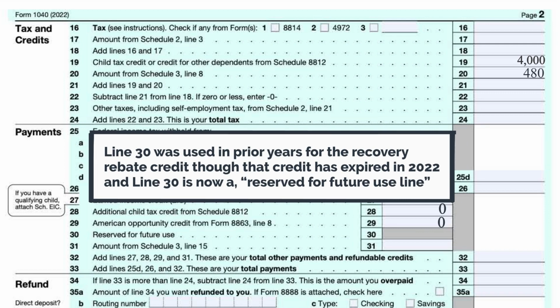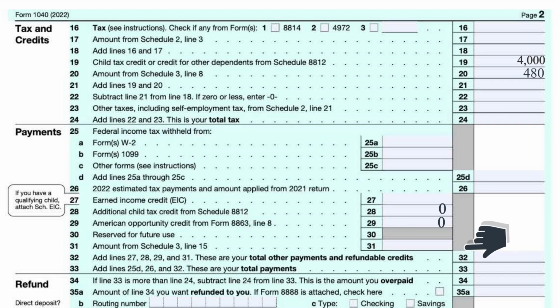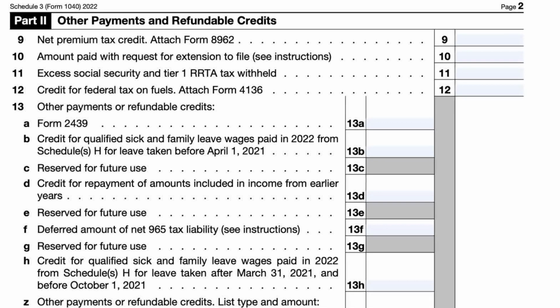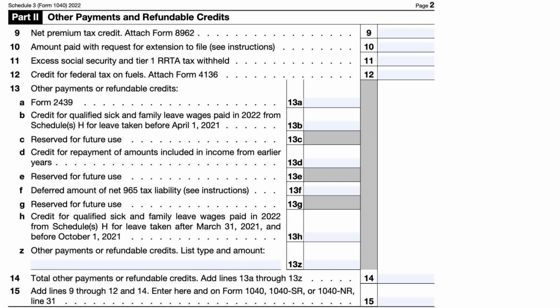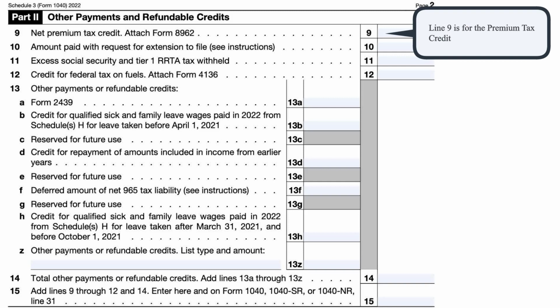Line 31 is the amount from Schedule 3, line 15. Going back to Schedule 3, Part 1, we will continue from line 9. We will go over what each line item is. Some lines are more common than others. Line 9 is for the Premium Tax Credit, which is a credit that helps eligible individuals and families cover the premiums for their health insurance purchased through the health insurance marketplace.